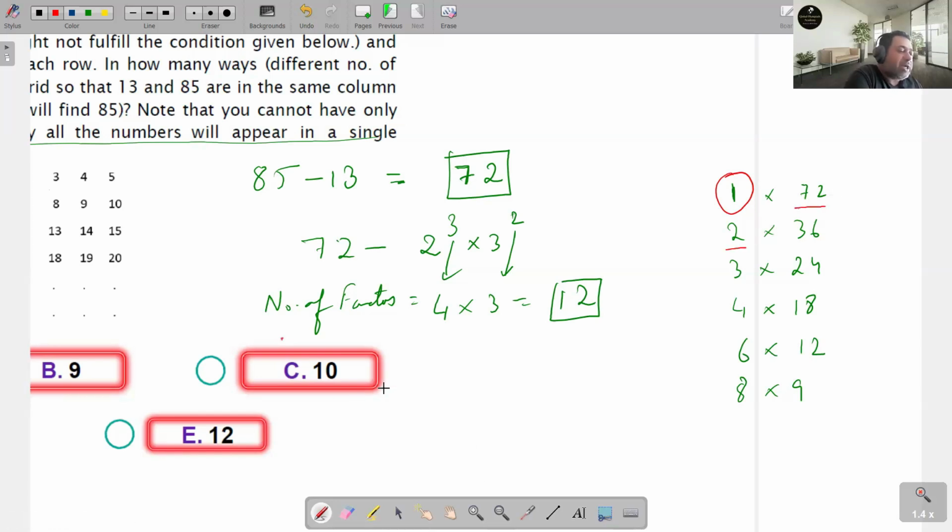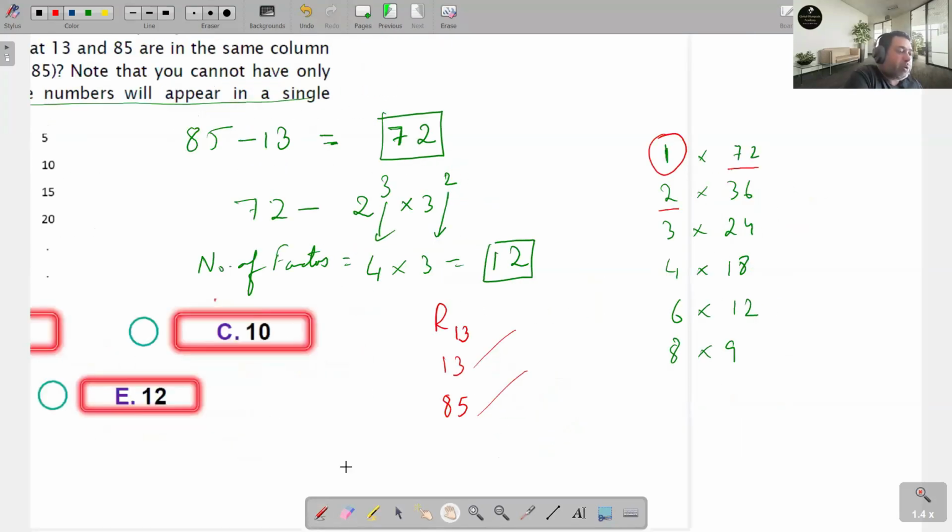72 means that each row will have 72 numbers. Therefore, 13 will appear in the remainder 13 column. And when you divide 85 by 72, that will also appear in the remainder 13 column, because 85 by 72 gives you a remainder of 13. Here the quotient is 0, here the quotient is 1. Similarly, if you take 2, which is another example, because both 13 and 85 are odd numbers, they will both give you a remainder of 1 when divided by 2.